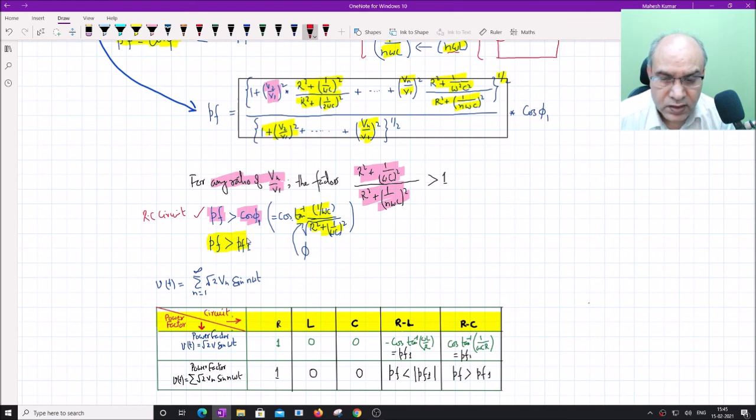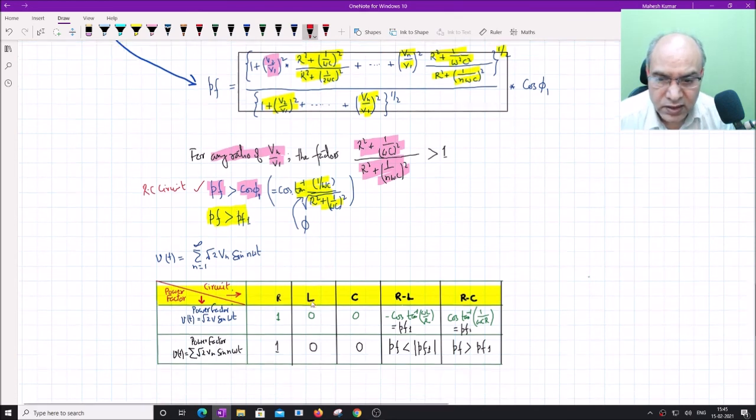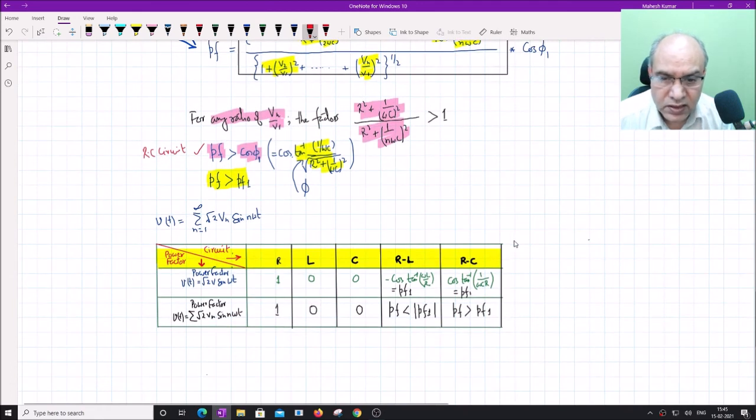This study is being summarized in this table, where you can see that we have different kinds of circuit: resistive circuit, purely inductive circuit, purely capacitive circuit, and RL circuit and RC circuit. Then there are two cases. Number one, the circuit is supplied by only the fundamental component of the sinusoidal voltage source, and in the second case we supply it with the voltage having all kinds of harmonics.